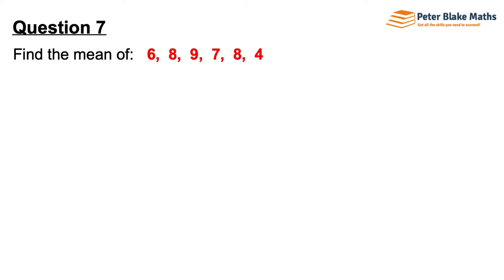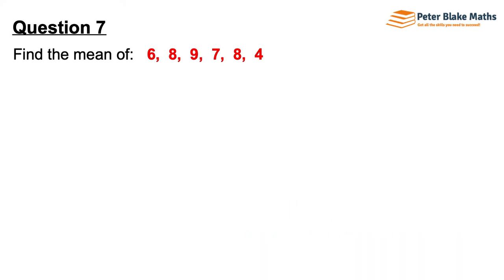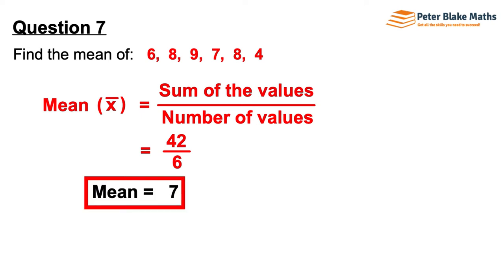Question 7. Find the mean of 6, 8, 9, 7, 8 and 4. The mean of a set of scores is the sum of the values divided by the number of values. So the sum of the values, if we added up 6 and 8 and 9 and 7 and 8 and 4, we'll get 42. And the number of values, there are 6 values. So 42 divided by 6 will give us a mean of 7 for that set of scores.